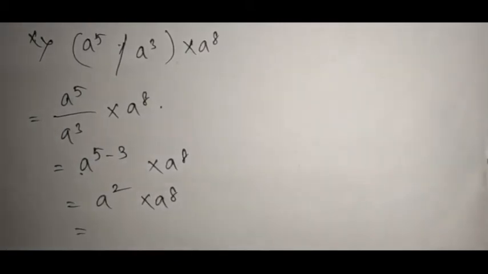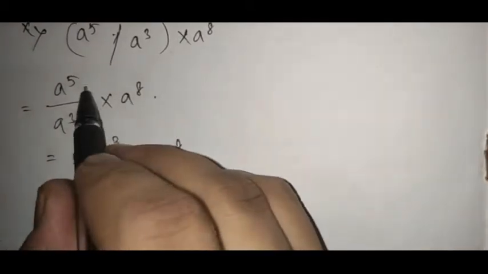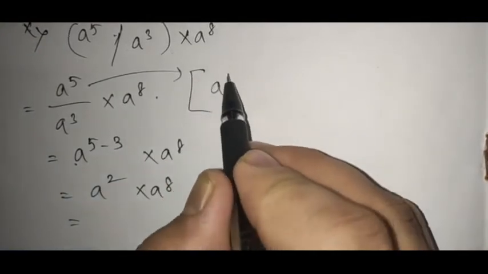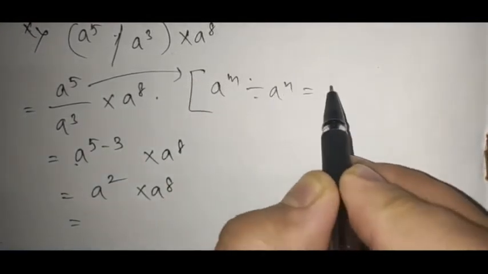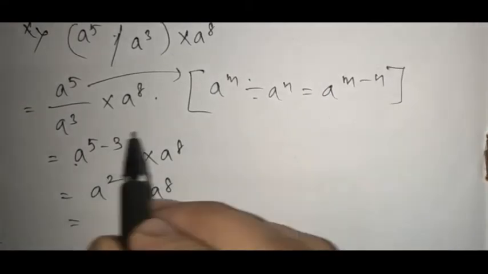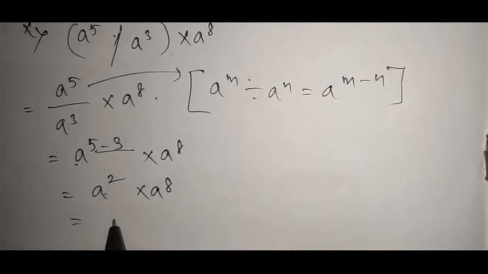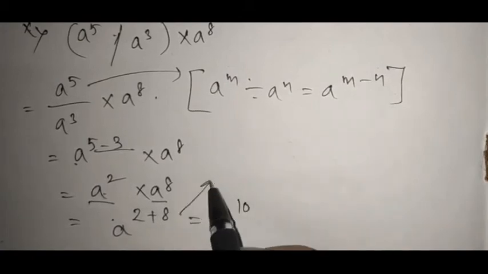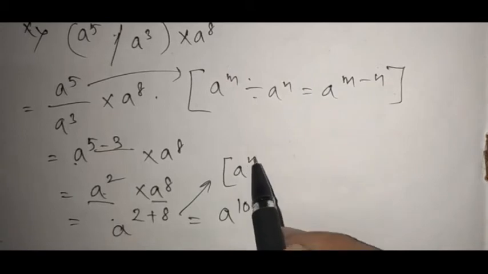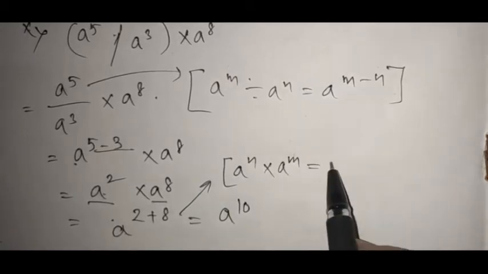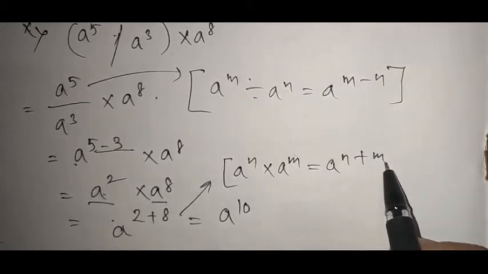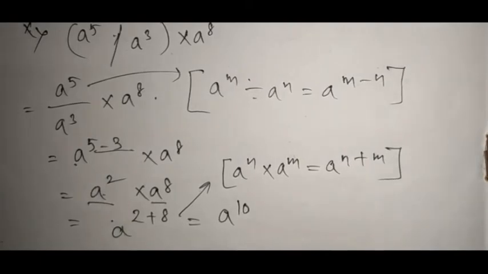Now we can use the rule number 1, that a to the power m divided by a to the power n can be written as a to the power m minus n. That I have done, right? And over here, you have the same base, so one base can be written and the powers will be added, that is, it will become a to the power 10. Here the rule I have used is a to the power n into a to the power m is equal to a to the power n plus m, or m plus n, whatever. So this is your answer.